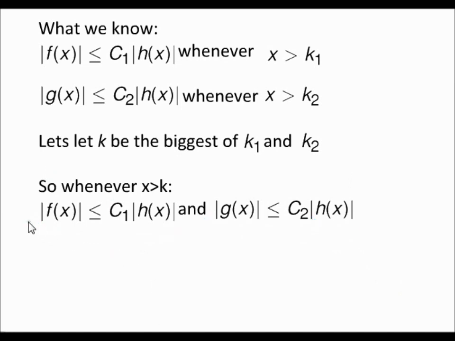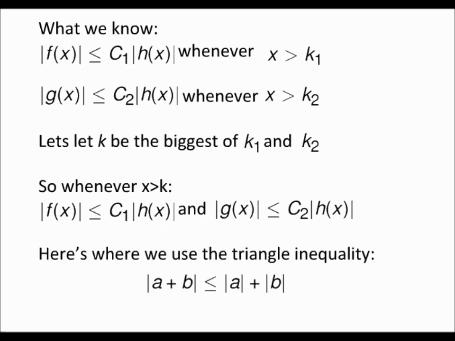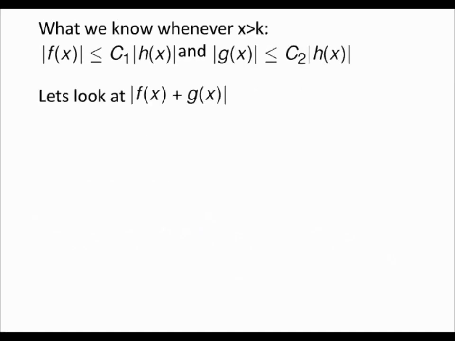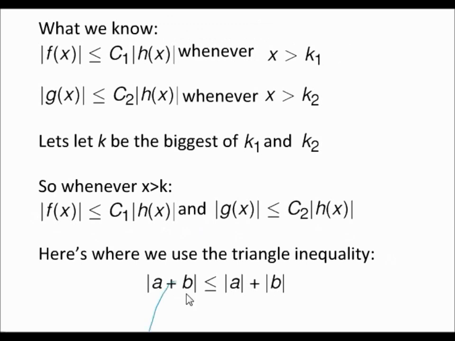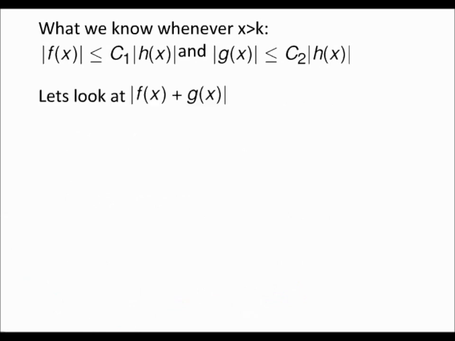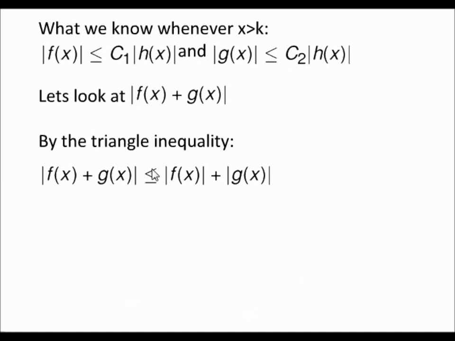So if I know that h of x with these fudge factors is bigger than f of x and g of x individually, how do I know that it's going to be bigger than both of them combined? Well, that's where I use the triangle inequality. What does the triangle inequality say? Again, by way of review, it just says that I can break up a sum in absolute values. So if I have the absolute value of a plus b, that's going to be less than or equal to the absolute value of a plus the absolute value of b. So if I'm looking at the absolute value of f plus g, I know that this is going to be less than or equal to the absolute value of f plus the absolute value of g.